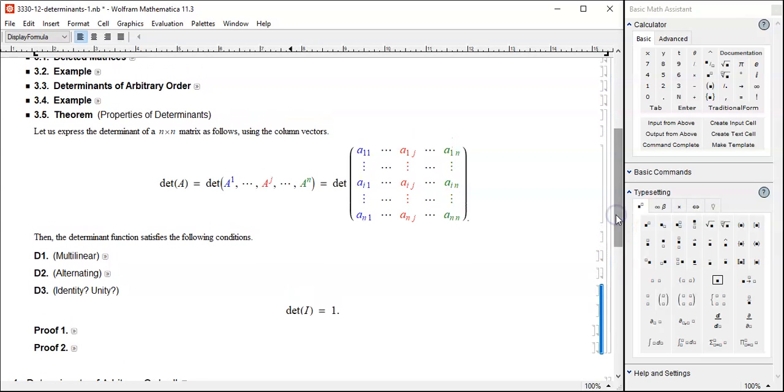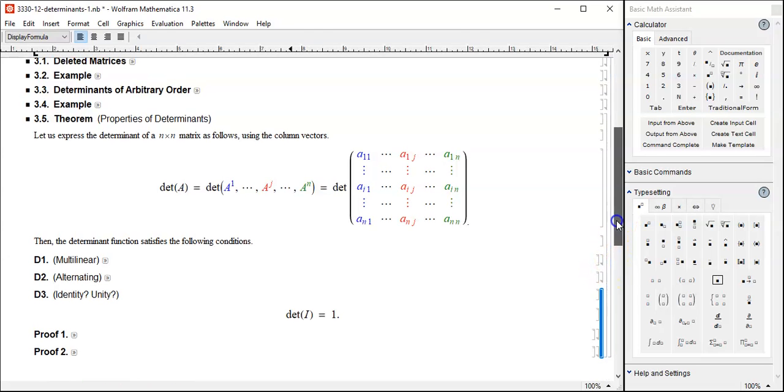Next, identity property. And that one, on the other hand, is relatively simple. So let's have a short version of the proof. The determinant of the identity is 1.